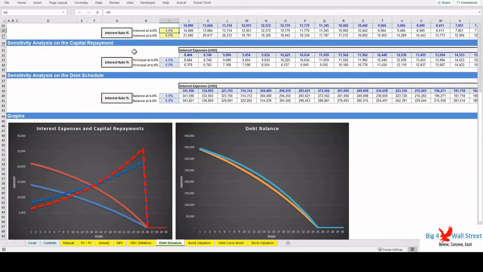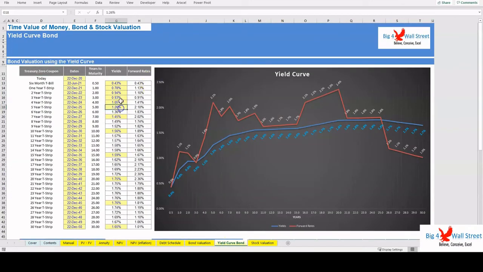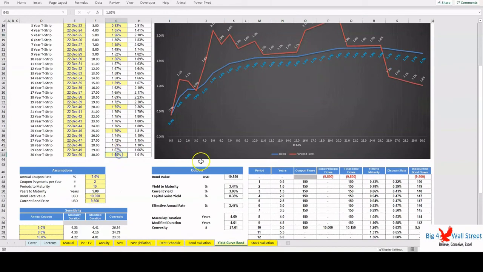Moving on to the Bond Valuation tab, we are using the same concept of discounting to calculate the value of a bond. The user needs to set the annual coupon rate, the annual discount rate, the coupon payments per year and the periods to maturity, as well as the bond face value. The current bond price should match the bond value, but you can use the current bond price to test various scenarios. In the yield curve bond, the user can use a yield curve to calculate the value of the bond instead of a constant discount rate. The rest of the assumptions remain the same.